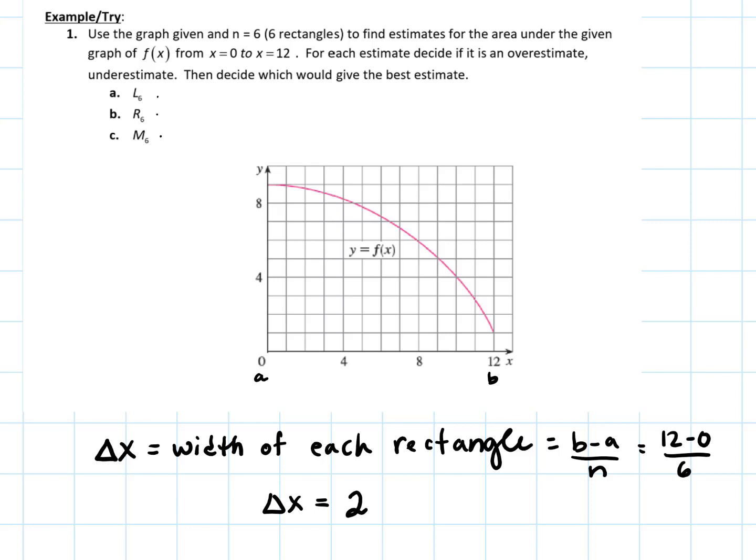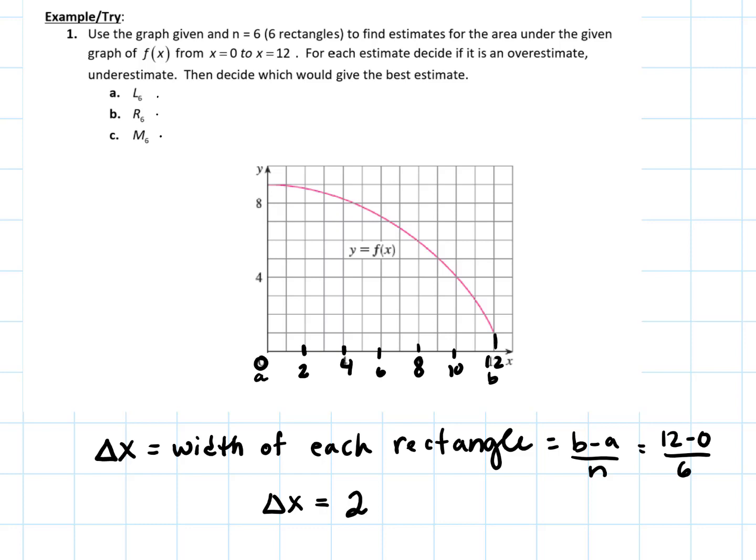But it's worth writing that process down, b minus a over n, because pretty soon we're going to have not six but n, right? We're going to let the number of divisions be n rather than a specific finite number, six. So delta x, the width of each rectangle, is going to be 2. On our graph, that means we're going to be making divisions at 2, 4, 6, 8, 10, and of course 12, and we have 0. Those are each of our subintervals listed out.